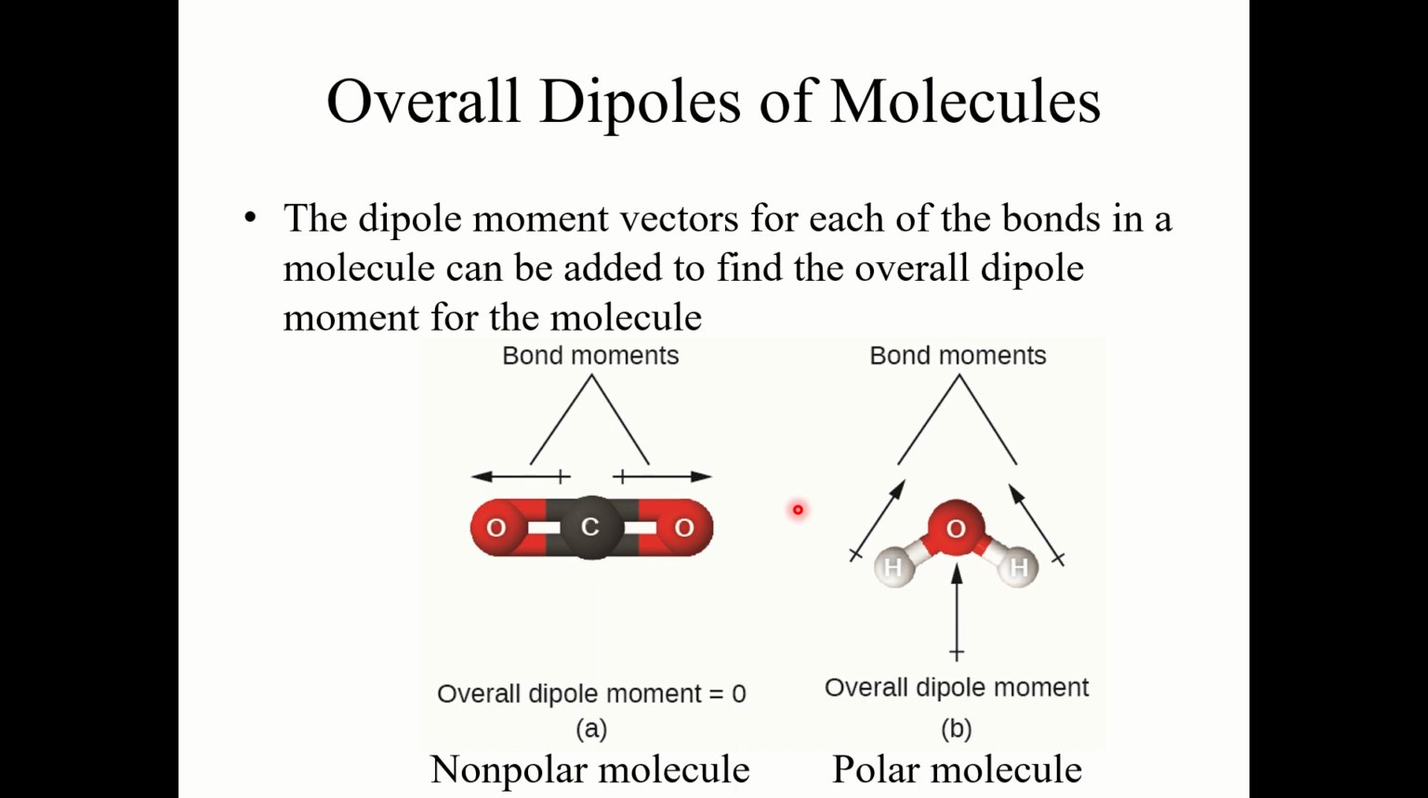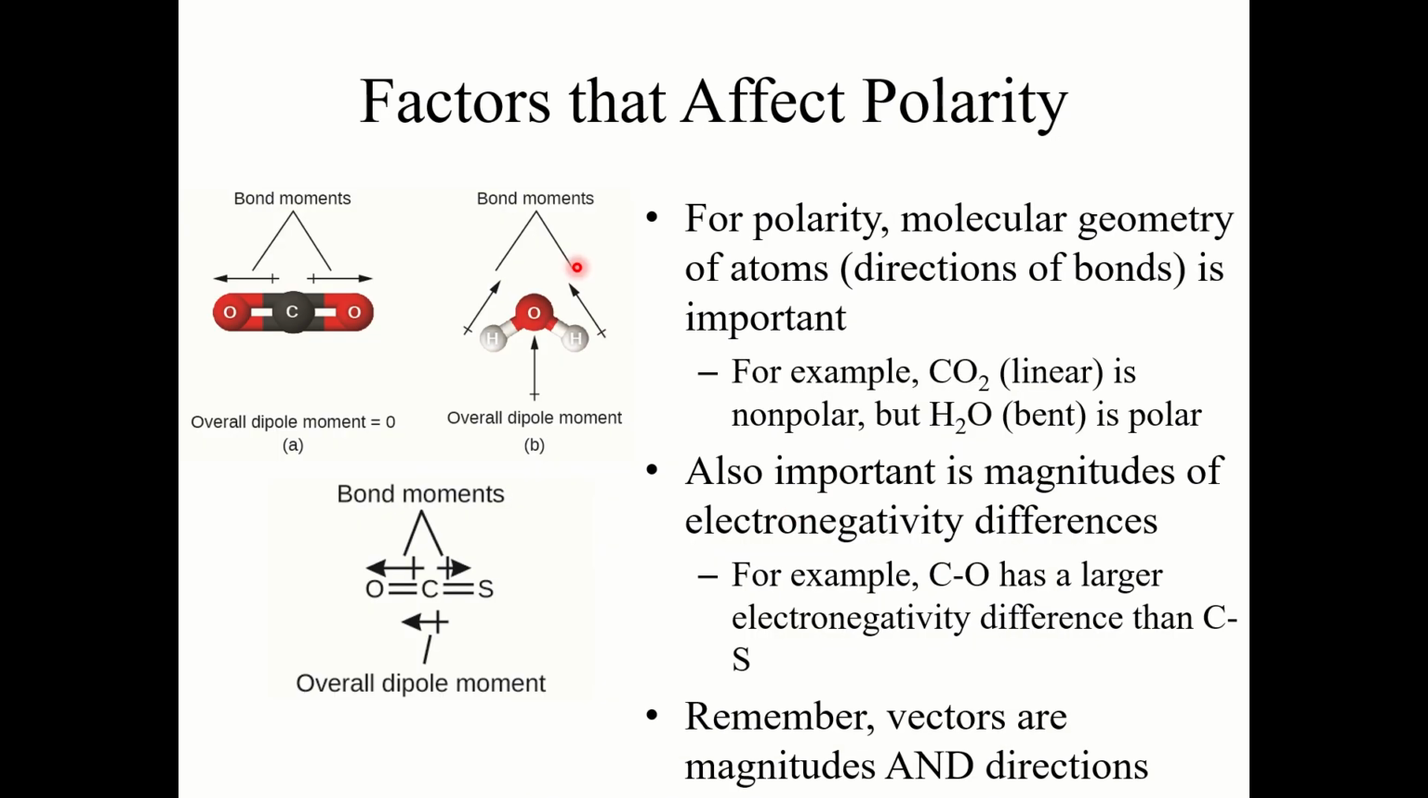So again, there are a few factors that affect polarity. The molecular geometry of the atoms, or the direction of bonds, is important. And again, the magnitude of electronegativity differences is also very important. These vectors have magnitudes and directions. So if I looked at something like this molecule where I swapped out one of those oxygens for a sulfur, well, now the molecule becomes polar again because even though the geometry is still linear, oxygen pulls a little bit harder than sulfur does, so this molecule becomes polar.